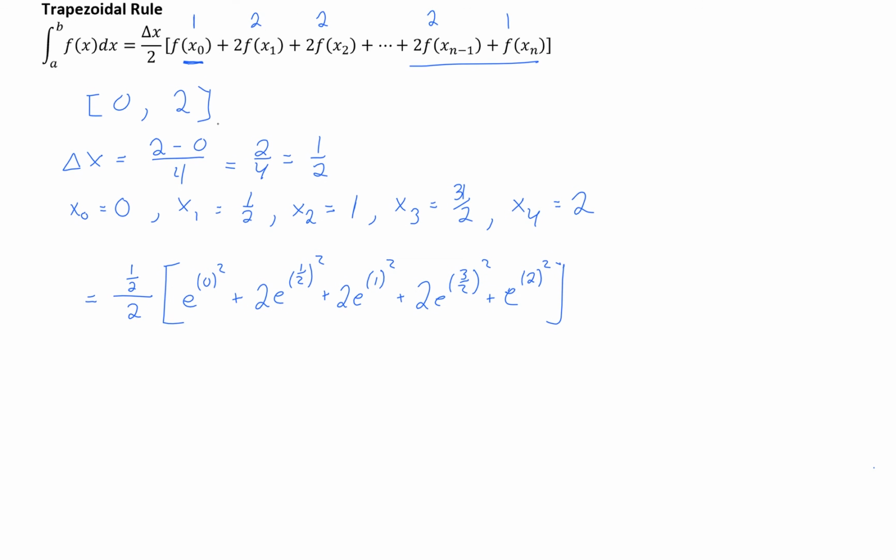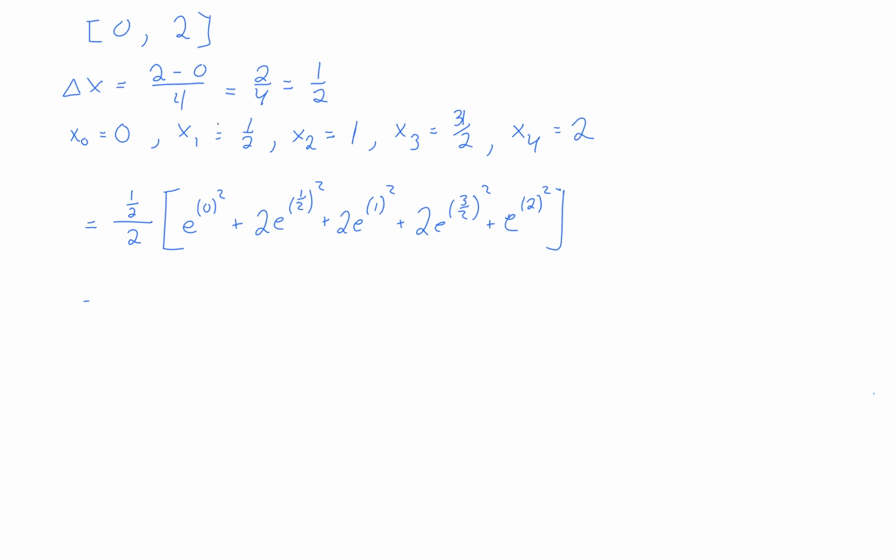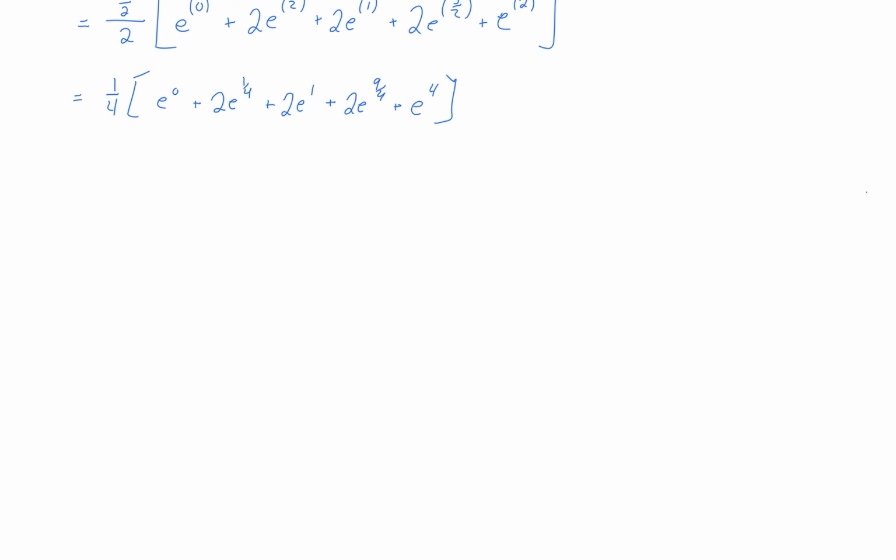It's nice when they ask us to only do 4 subintervals, because it can get quite lengthy writing out all of these things when you're doing approximations. So 1/2 divided by 2 becomes 1/4. This is still e to the 0 plus 2 times e to the 1/4 plus 2 times e to the 1st, that's 2 times e, plus 2 times e to the 9/4 plus e to the 4th. At this point, we've done pretty much the meat of our approximation, because now you'll just take each of these values and plug it in your calculator.